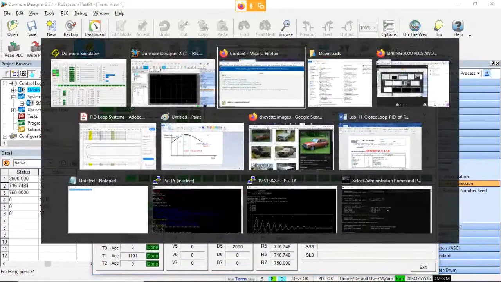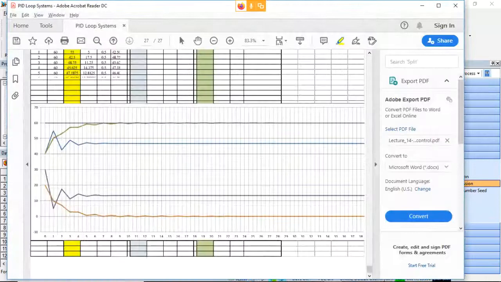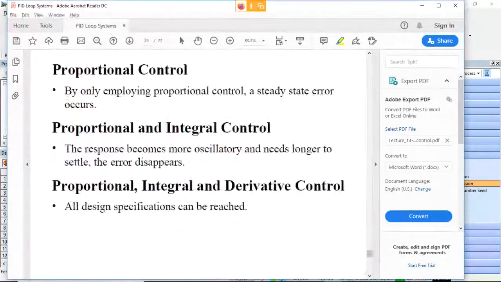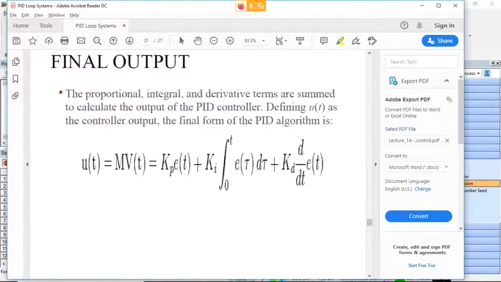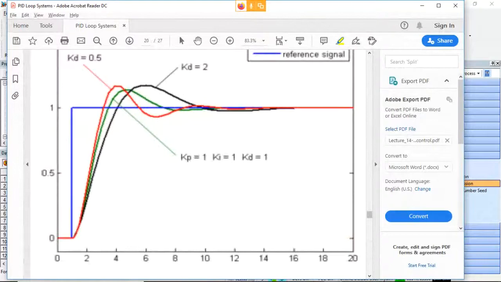So if we go back and look at my, all right, if we come back up here, what you want to try to get is something like this one, this black trace here, or maybe the green trace is okay.